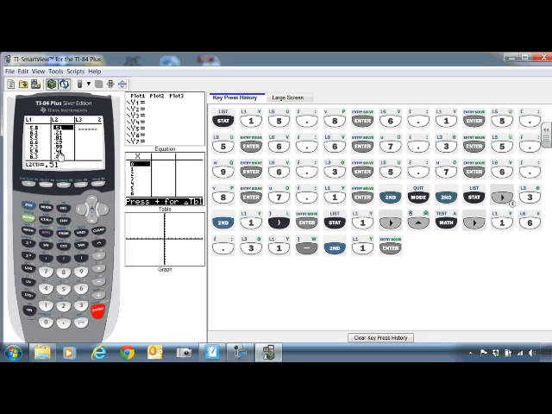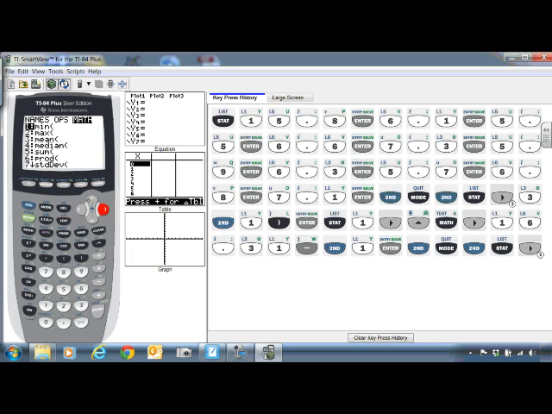So now we want to go and find the mean or average of these data points, or of the distance. So let's go back to the home screen, second mode, and now we want to find the mean. So second, stat, arrow over to math, choose option three again for mean. And this time we want to find the mean or average of our distance points in L2. So second, two, and then press enter. And now we have the average distance.